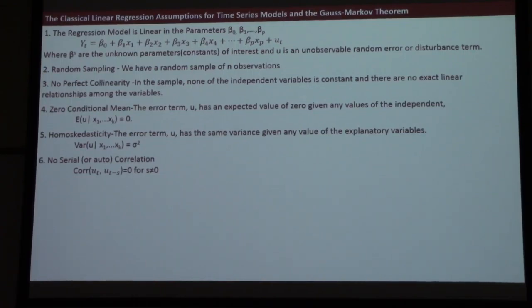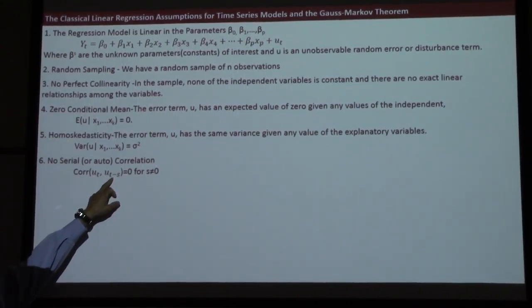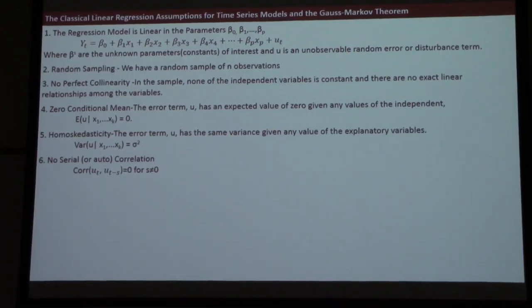And one of them in time series is that there's no serial correlation or autocorrelation. That is, our errors from one period and a previous period are not correlated. And usually it's like t minus one. So errors from one period to the next are not correlated. That's supposed to be true.